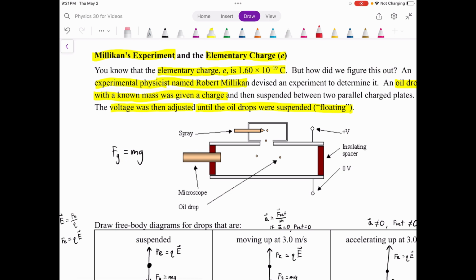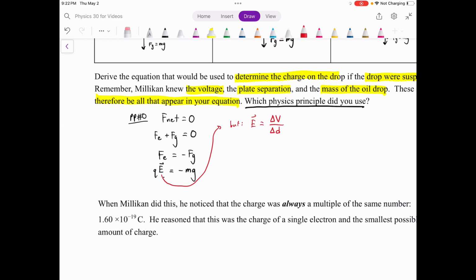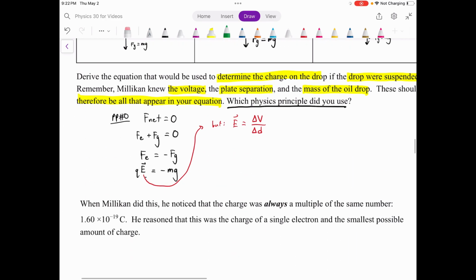So if we think about the voltage across the entire plates and the distance between them, that's probably the easiest way to do it. We basically have the electric field. And there we go. We knew the separation distance between the plates, and we knew the voltage. So if we replace the electric field in our equation here with this, which it's equivalent to, everything in our equation will be in terms of things that we knew, or that Millikan could measure.